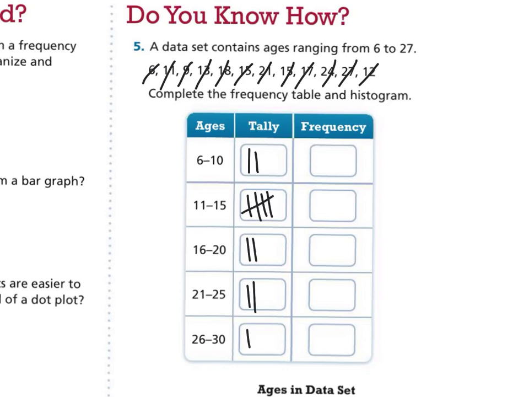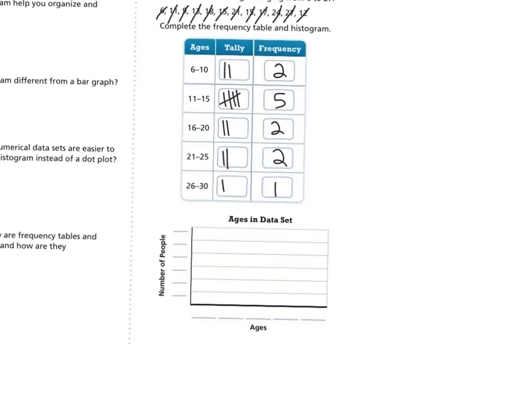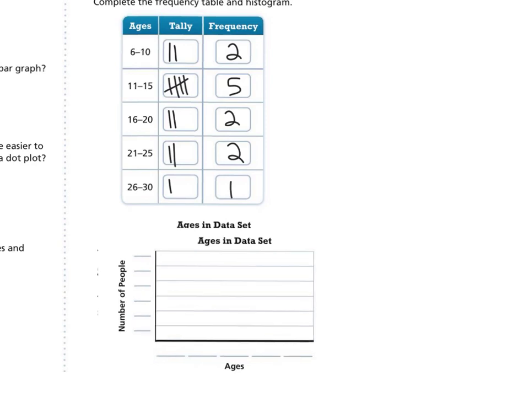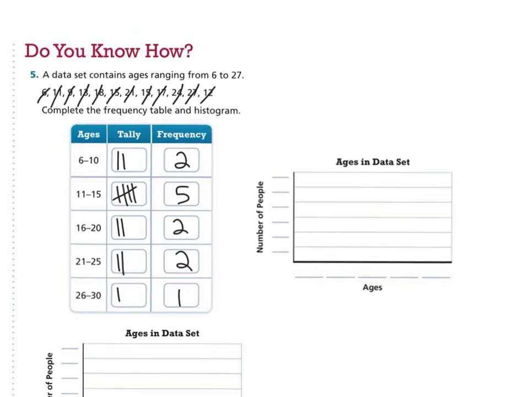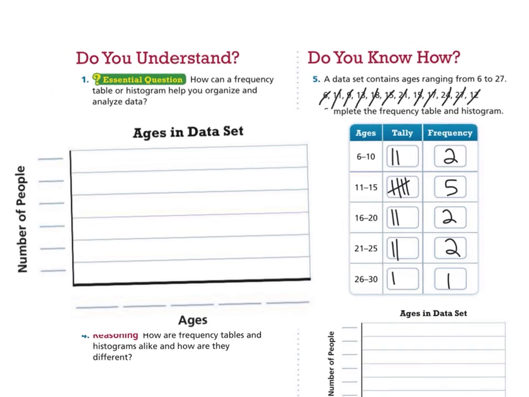Okay, and then once you've done that, if we've done this correctly, we can do our frequencies, just how many tally marks we have. So 2, 5, 2, 2, and 1. And then from there we can make our histogram. I'm going to move this over so we can see both things at the same time. We'll put it over here.